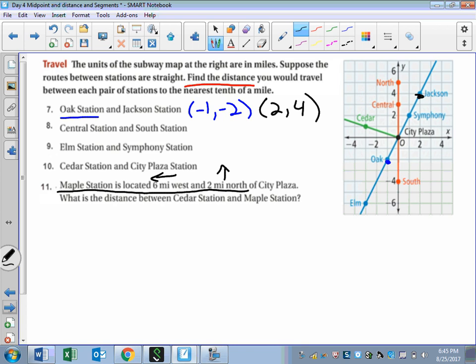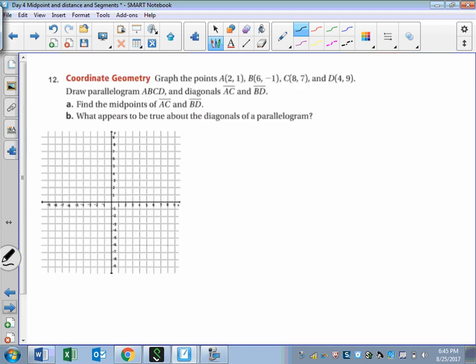Okay. Number 12 on your paper is bringing midpoints back. So again, they give you the coordinates for A, B, C, D. You want to plot them on your graph. Find the midpoints of AC and BD. And question B is just asking what appears to be true about the diagonals of the parallelogram. So if you look at it, what are the diagonals? So from opposite points, what seems to be true about those?